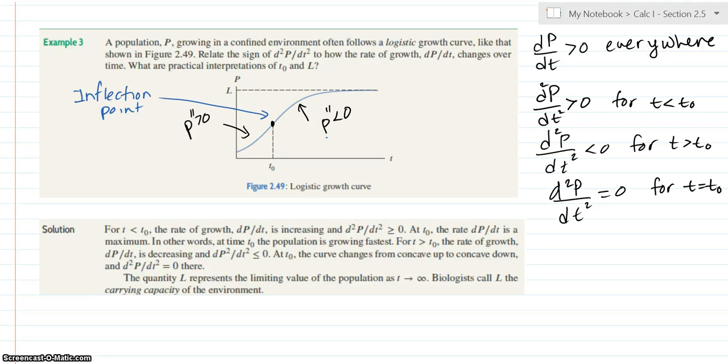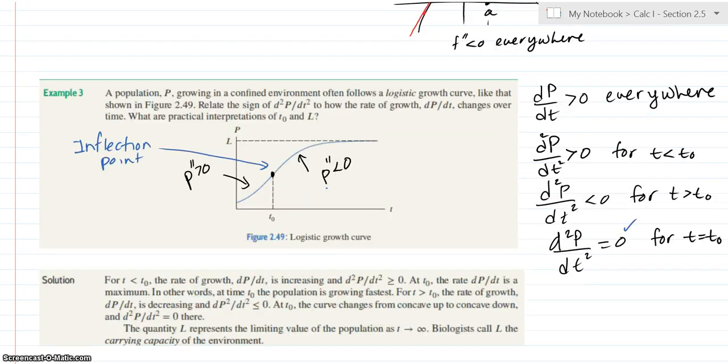You do have to be careful because sometimes with inflection points, it's not necessarily where it's equal to 0. Sometimes the second derivative would be equal to 0, but on the left side it still could be concave up, and on the right side it would also be concave up. So you do have to be careful. It's not necessarily the place where it's equal to 0.